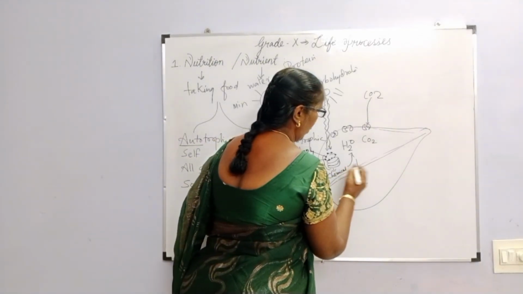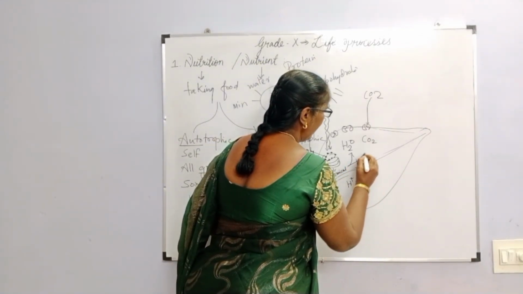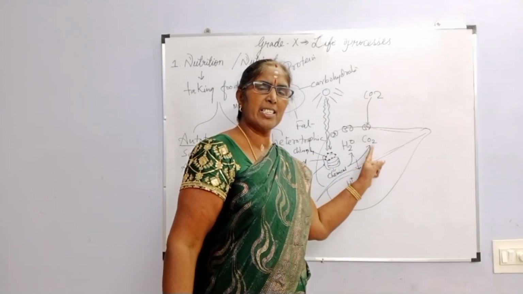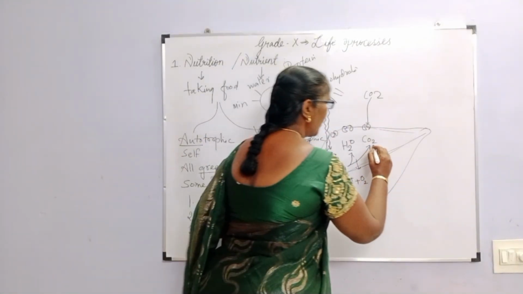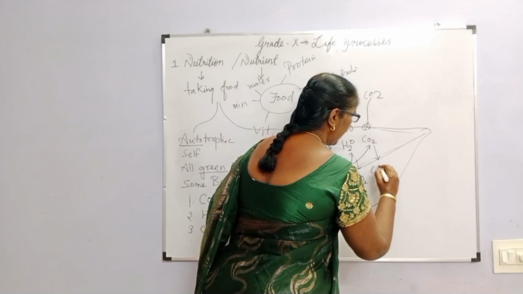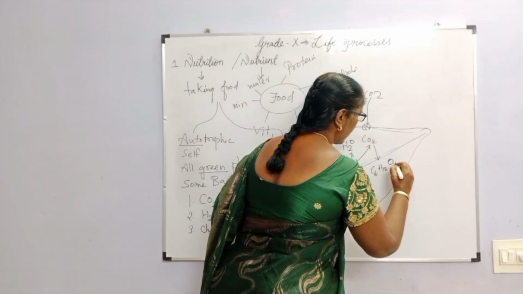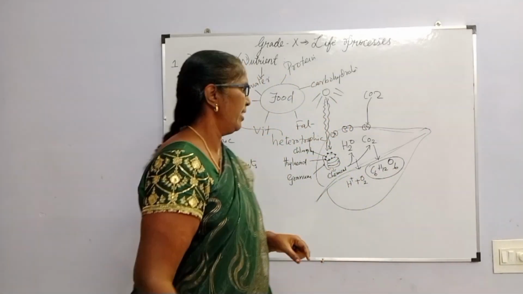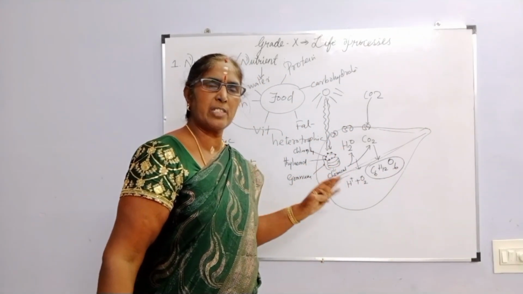Again it will be going. Again it will be connected to the carbon dioxide. This carbon dioxide is reduced to form glucose material, C6H12O6. So this is the glucose. This is necessary for the plant. Like this only, photosynthesis will occur.